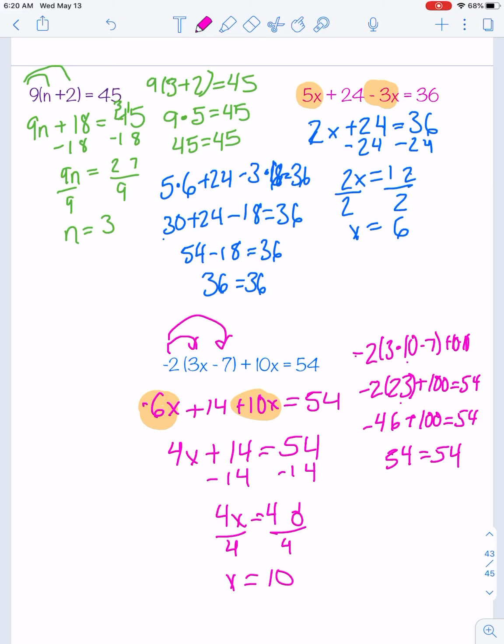So really, it's very similar to what we were working on yesterday. You just might have to use the distributive property, or you might have to combine some like terms before you can solve for your variable.